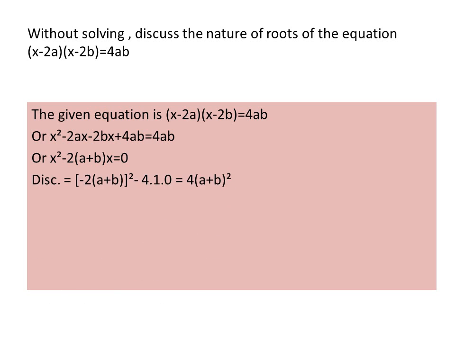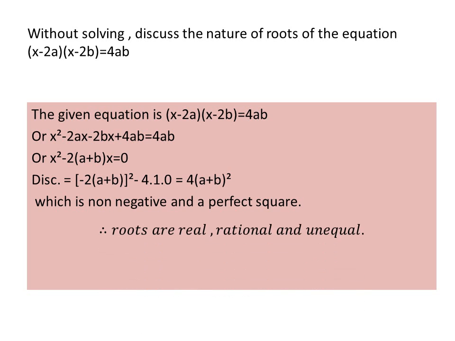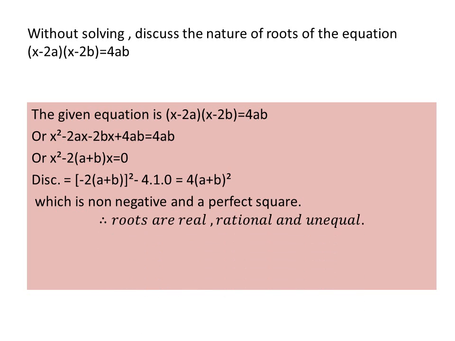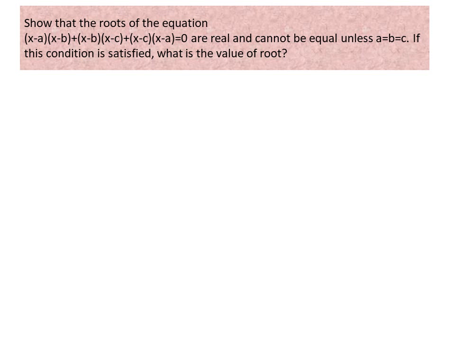Now the discriminant comes out to be minus 2 into (a plus b) whole square minus 4 into 1 into 0, which is equal to 4 (a plus b) whole square. Now, how do we know this discriminant is positive? It is non-negative and a perfect square. 4 is also a perfect square, and (a plus b) whole square automatically defines that it is a perfect square. So the roots are real and rational.